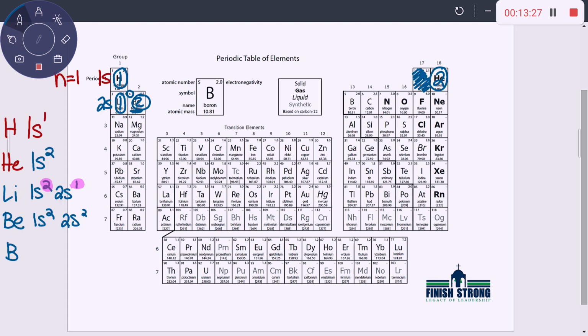Okay, let's move on to boron. Boron is over here. It has 5 electrons. Where would I describe the first 2 as being? 1s2. Yeah, 1s2. And then the next 2 would have to be in 2s. So I would write down 2s2. And then you will cross over. This is the beginning of 2p. I have 1 electron in 2p. So I would write down 2p1.